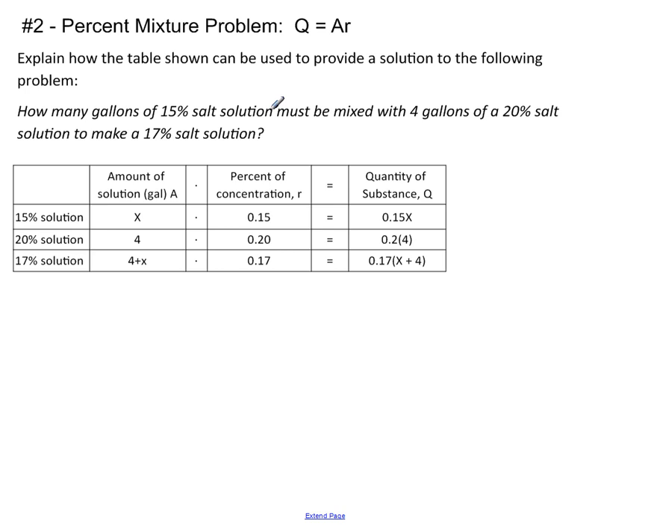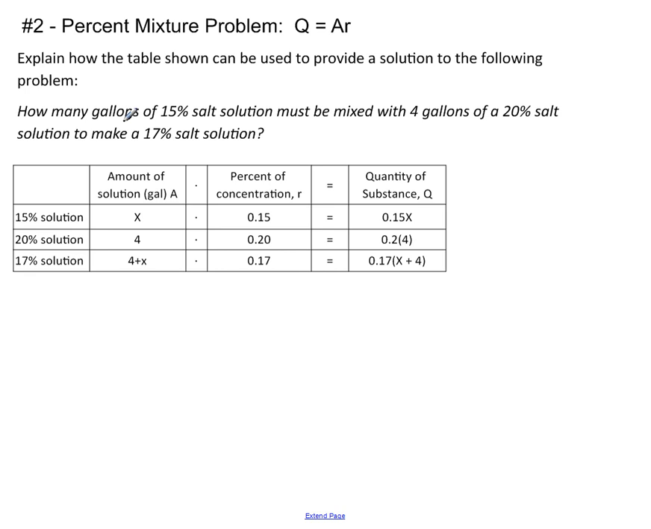Right? So we can think of an example like this one. How many gallons of 15% salt solution must be mixed with 4 gallons of a 20% salt solution to make a 17% salt solution? Now, hopefully this should make some sense to you. If we take a 15% concentration of some mixture and we add it to a 20% mixture, we're going to get a result that is somewhere between 15 and 20%. And in this case, we want a result with 17% salt solution.